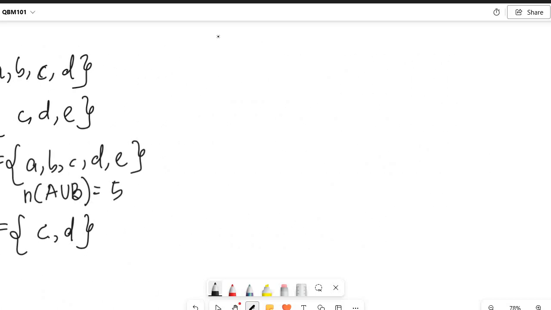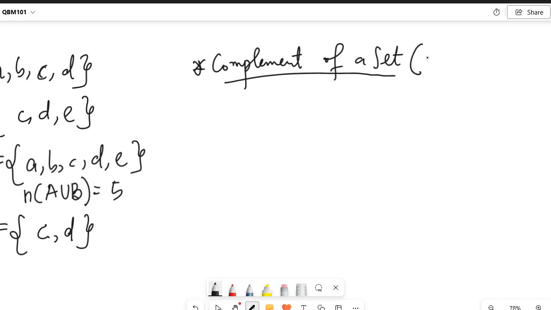Now let's look at some other operations you can find in a set. Look at the complement of a set. Now the complement of a set is quite interesting. Why? You can denote it by A prime or A with a superscript C, where the superscript C represents complement. You get it? So either one of it is fine. If you say A prime or A complement, they both represent the complement of set A.